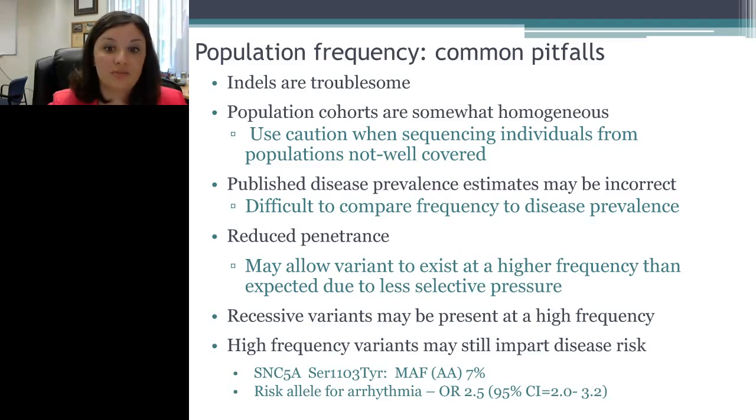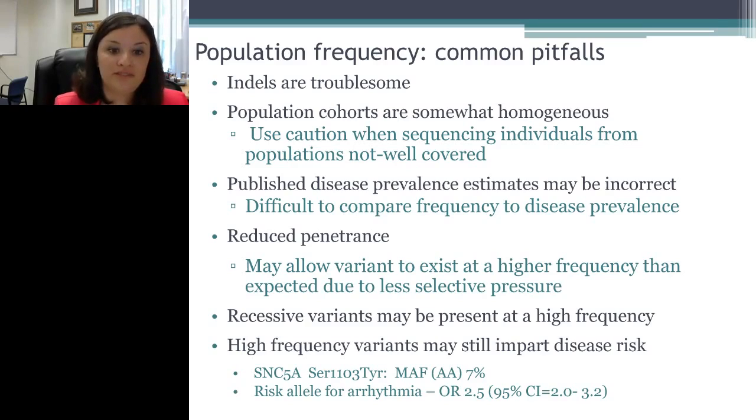Population cohorts are also somewhat homogeneous, so I mentioned that in the ESP cohort on the previous slide, it basically covers European Americans and African Americans. So if you're sequencing populations or individuals who aren't represented in those populations, we need to be very cautious, because it's going to be difficult for us to determine if a variant that we find is part of the benign spectrum of variation in that population, or if it truly is a rare variant. And there really is no way to tell until we have a good control population.